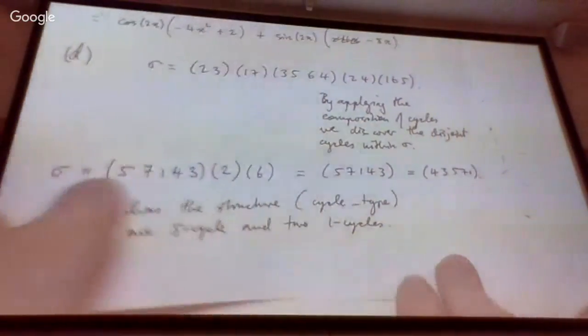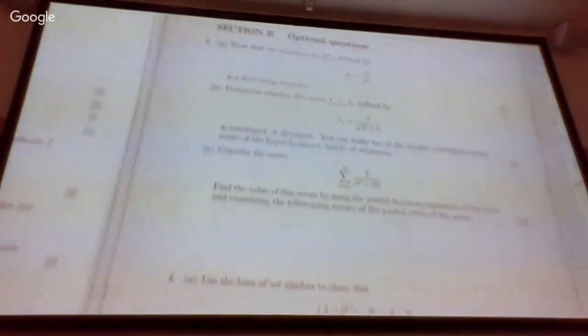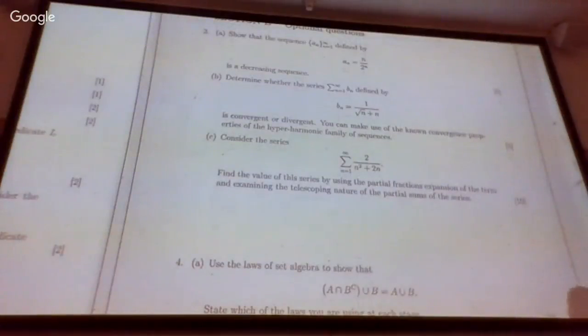Okay, pushing on then. I'll continue this tomorrow as well, but I should have time to do another little part now. So that's all of question 1. Then you may have opted to do question 3. This is a question with some more detailed questions about sequences and series.